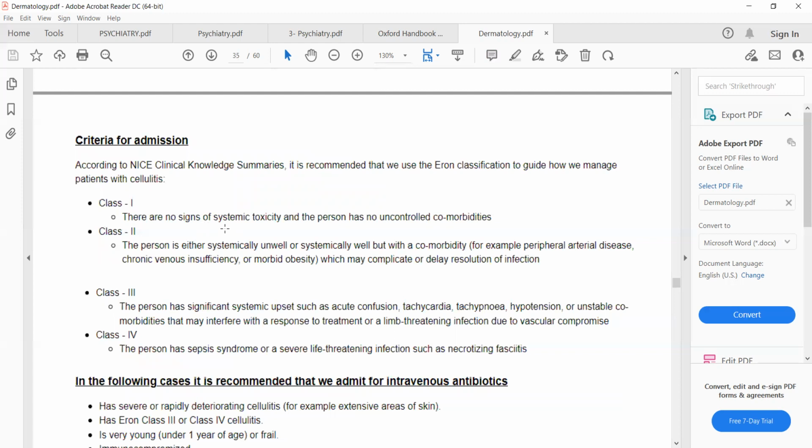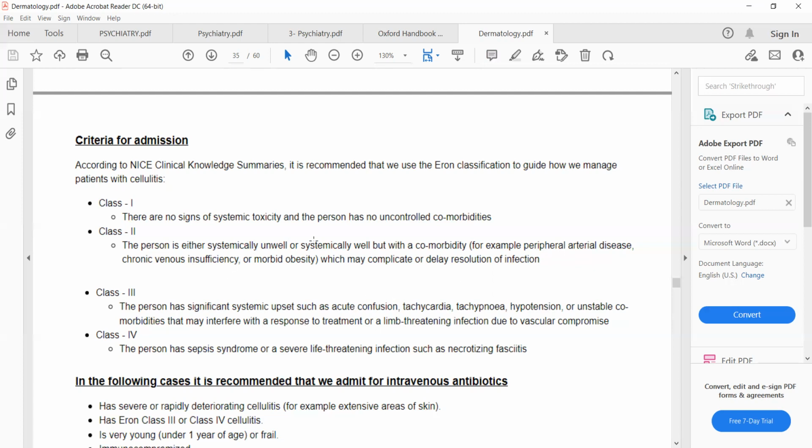What is class 1 cellulitis? There are no signs of systemic toxicity, and the person has no uncontrolled comorbidities. So no signs of systemic toxicity. What are the signs of systemic toxicity? The signs of systemic toxicity include acute confusion, tachycardia, tachypnea, hypotension, and comorbidities such as chronic venous insufficiency, peripheral arterial disease, or morbid obesity. These are the conditions which may complicate or delay the resolution of infection.